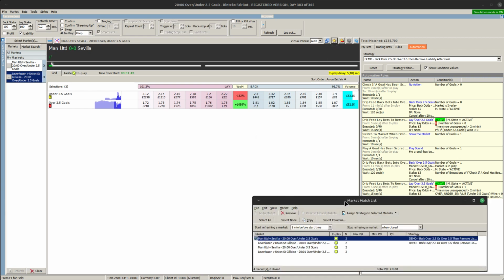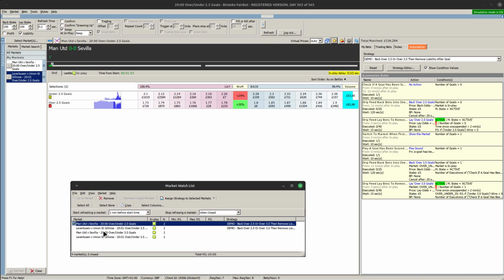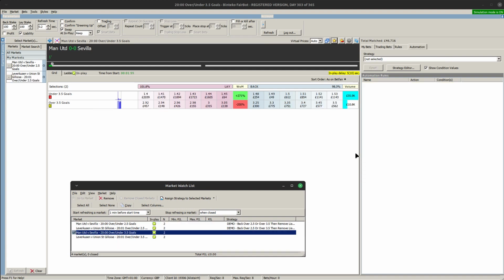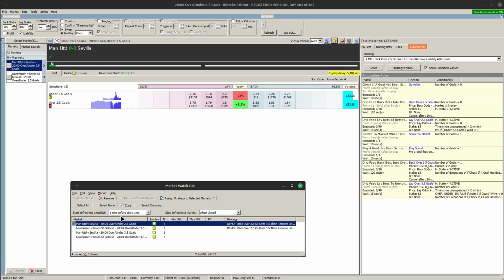Now if we pull out the market watch list, obviously there's no strategy involved or assigned to the over 3.5 goals market. Interestingly, the score there is still saying 0-0, although there's obviously a goal scored. But the odds haven't come down significantly. I wonder if that goal's going to get chalked off. Yeah, scoreline still saying 0-0. Right, so we'll just have to wait and see.